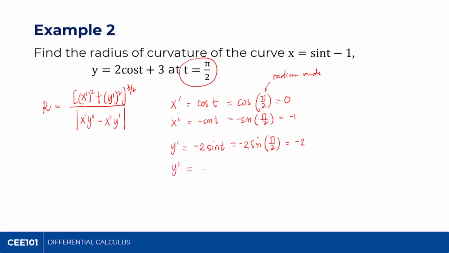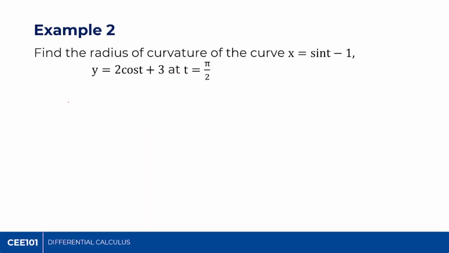Okay, so how about yung y double prime? So derivative of sine t would be equivalent to what? Cosine t. Now, that is negative 2 cosine of pi over 2. If cosine pi over 2 is 0, 0 times negative 2, that is 0. Therefore, okay, we have now our values. So, kindly memorize na lang the values. So, therefore, dito na lang tayo.